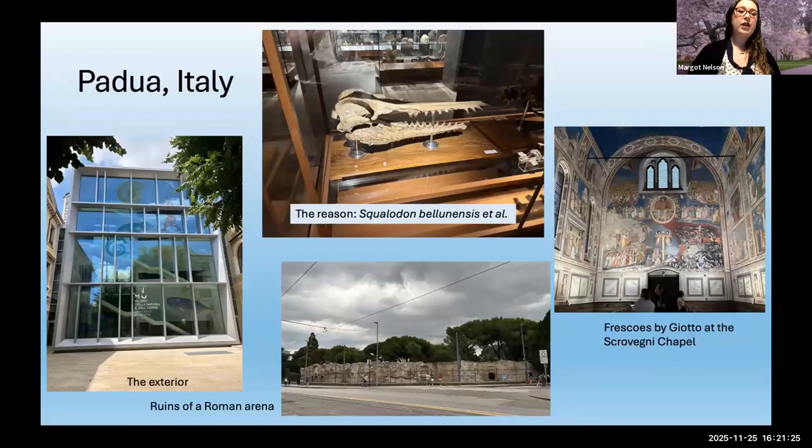The last place I've been to for this research was Padua, Italy. This museum had just been renovated. They have one of the best collections of toothed whales from the Proto-Mediterranean. And this was a fantastic city to go to since it's renowned for its frescoes. So you would just go out to lunch and, you know, the town hall would just have frescoes in it. It was wonderful.